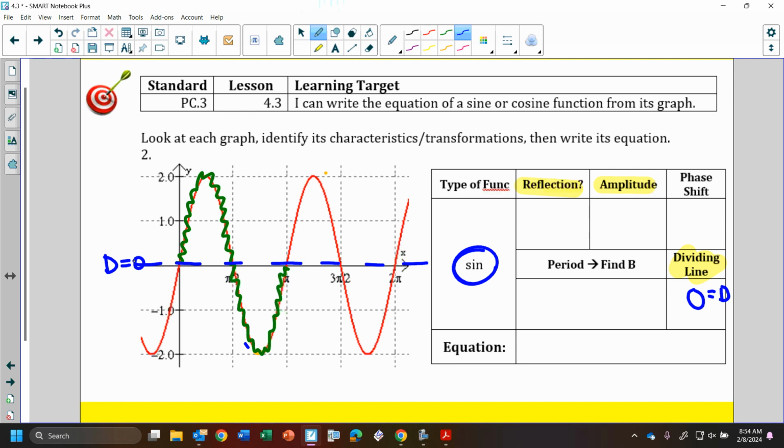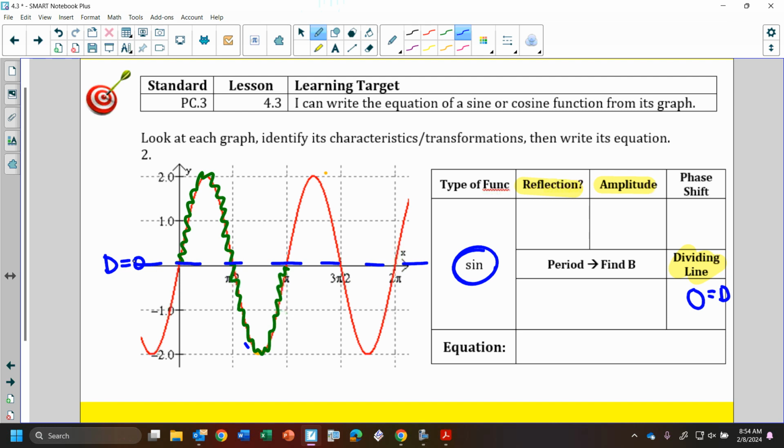Once you see that dividing line in the middle, you should also then be able to see the amplitude, the vertical stretch and compression, how far up and down it goes. Absolutely don't need to do that. No. Cool. If you did it, it's not wrong. What I don't want you to do is leave a blank because you don't know what it is. That makes me nervous. Cool.